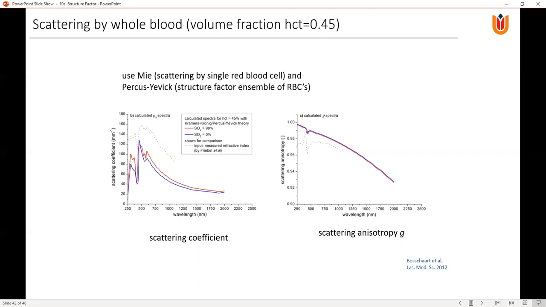Again, the way this graph originated is you take the absorption spectrum, do a Kramers-Kronig analysis, and you get the real part of the refractive index. You can put that into Mie theory and calculate the scattering coefficient. And that is the black, the red and the blue line here. The gray line here is using experimental values for the real refractive index obtained by the other group. So the calculation is the same, but the input data is different.